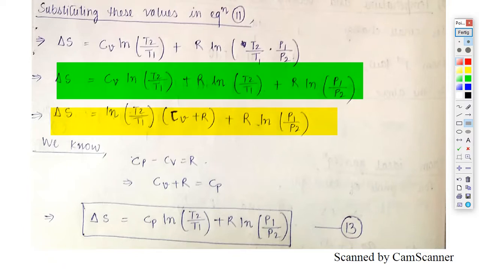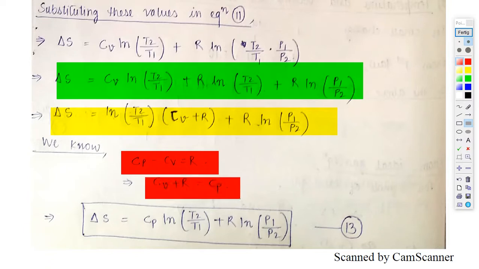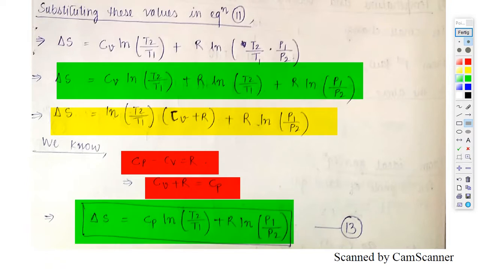We know one of the important formulas, Mayer's law: Cp minus Cv equals R. This is another important formula in chemical thermodynamics, so Cv plus R equals Cp. Just substitute Cv plus R equals Cp in this yellow shaded equation, and you get the final equation: del S equals n Cp ln T2 by T1 plus R ln P1 by P2. Look at this: the temperature and the pressure are the variables, and you get this.